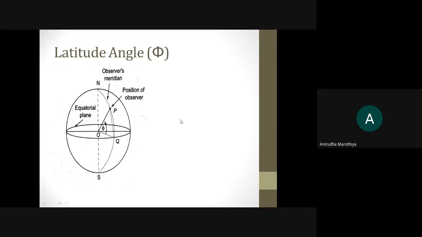So in this diagram, here I have shown the schematic view of Earth. Then this indicates the Earth equatorial plane. This O indicates the center of Earth. This P indicates the position of observer on the Earth's surface. And this OQ indicates the projection of line OP on the Earth equatorial plane. These dotted lines indicate the polar axis of the Earth. This region is North Pole and this region is South Pole.